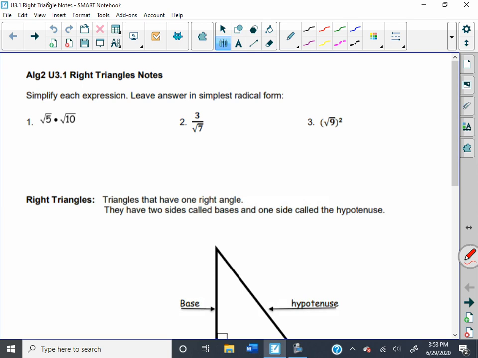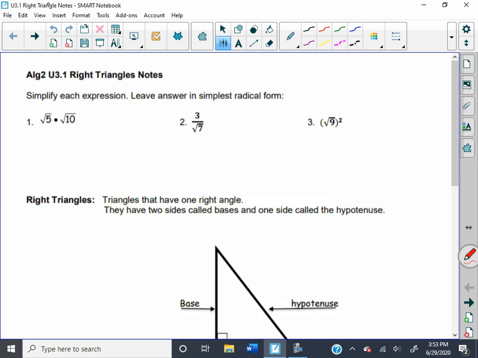With radicals, if we are simplifying, whether we're multiplying or dividing or squaring, we want to make sure that we understand how to simplify that because these kinds of problems come up when we're solving triangles. If we're multiplying two radicals together, we can multiply the outside numbers together and then the inside numbers together. Outside stays with outside, inside stays with inside. And then from there, we can simplify our radicals like we did before.